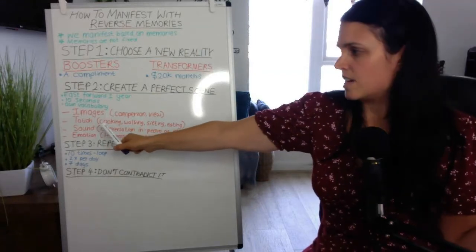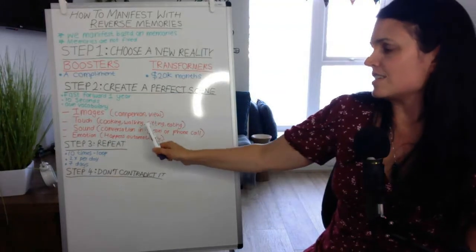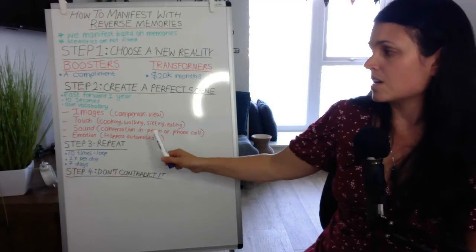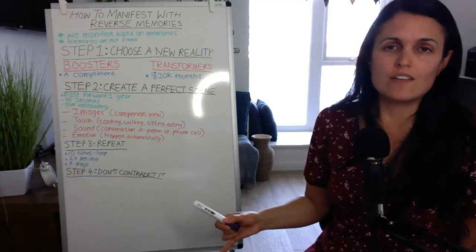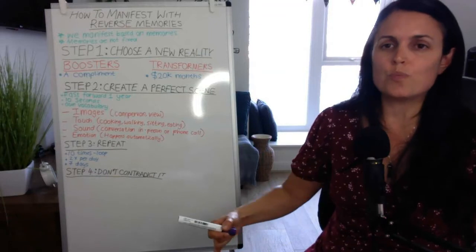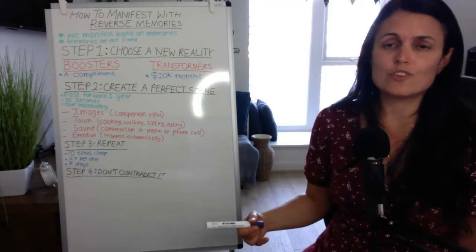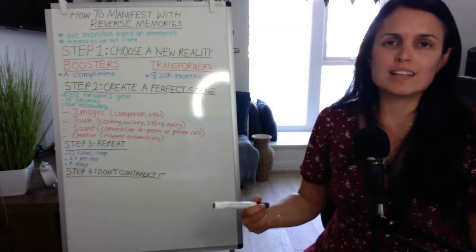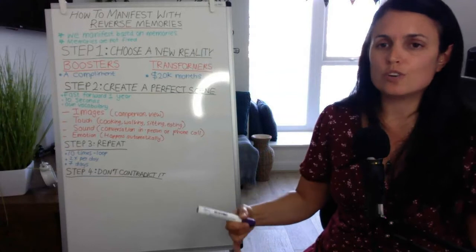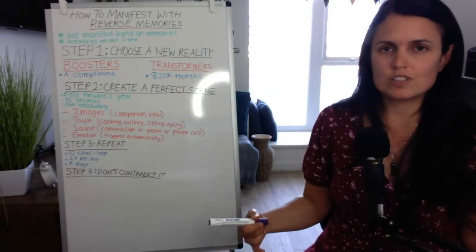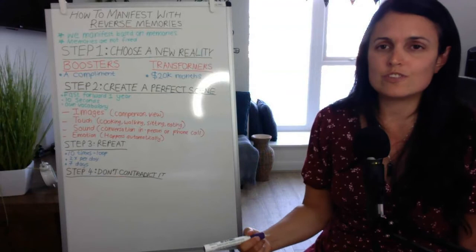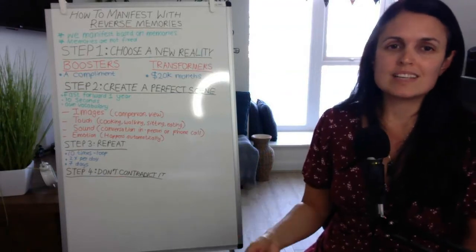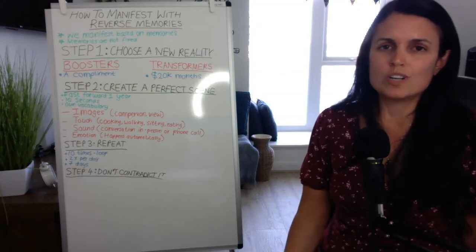Then we're going to bring the third element in, which is sound. So the sound is actually having a conversation. This is really important because what's one of the first things that you do when something happens in your life that transforms your life? You tell somebody about it. You keep telling that story. You tell that new story over and over again. Every person that you come into contact with, you tell them how your life has transformed, how it's changed. This has to be part of your manifestation because this solidifies in your mind what has actually happened.